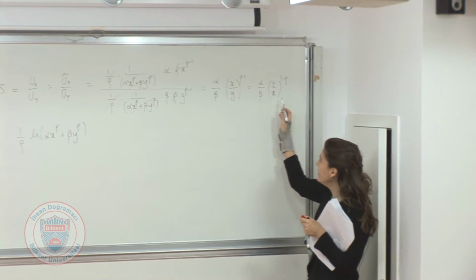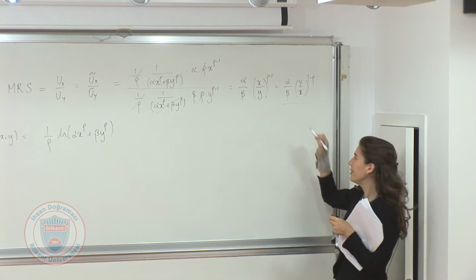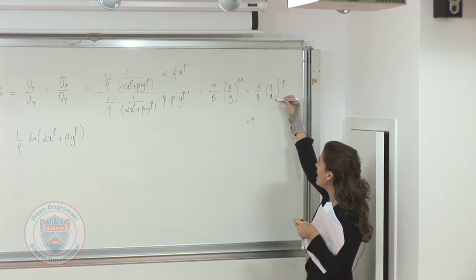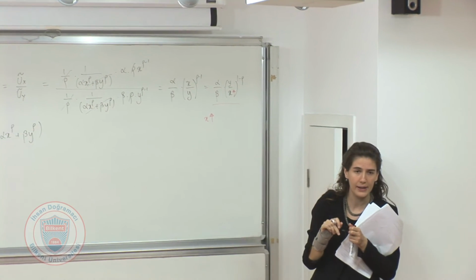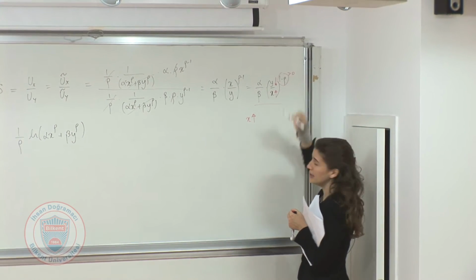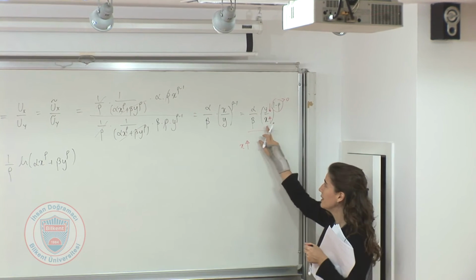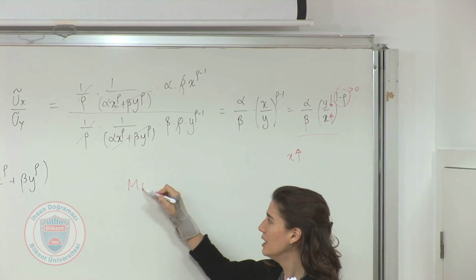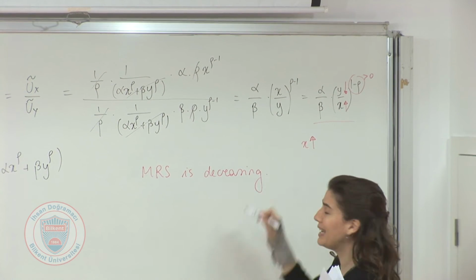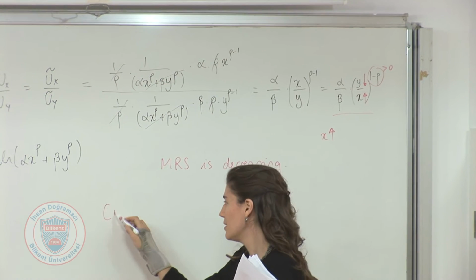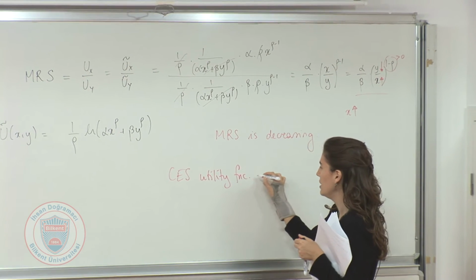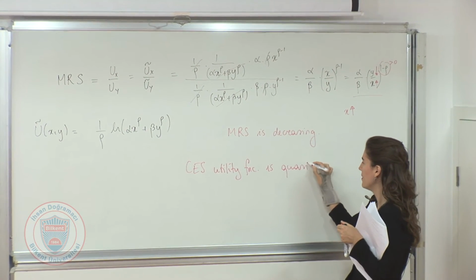So do you think the CES function is quasi-concave? If you look here, remember how we were doing the analysis? We said that when x increases, you see that this guy will increase. What was happening to y? y was decreasing, and this guy is positive, right? So what's happening? MRS is decreasing, right? So we can actually say that the CES utility function is quasi-concave.